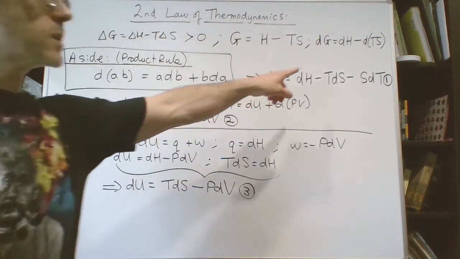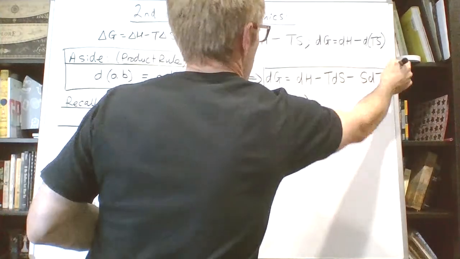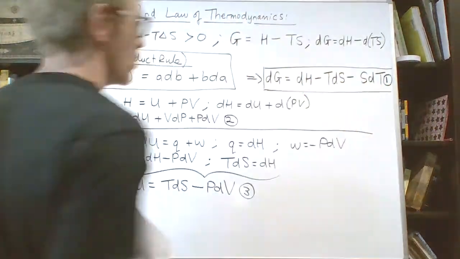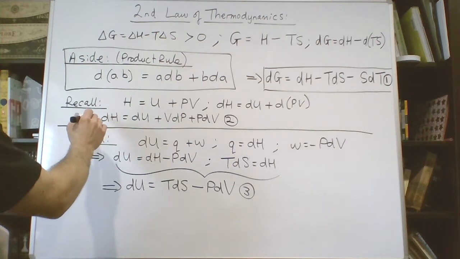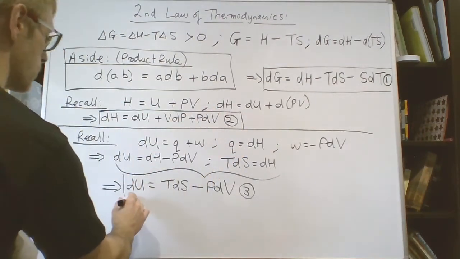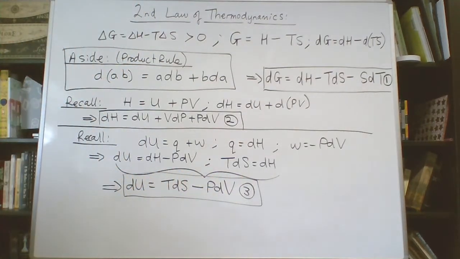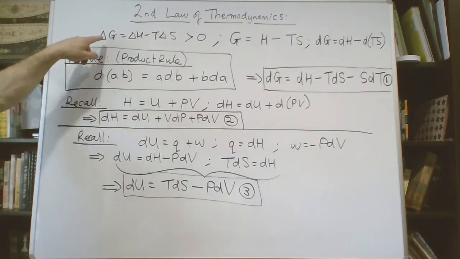Okay, so we have equation 1 up here, which I'll box, equation 2 we have down here, and equation 3 we've just seen down here. On the next slide, we're going to combine these equations to gain some insights into dG.